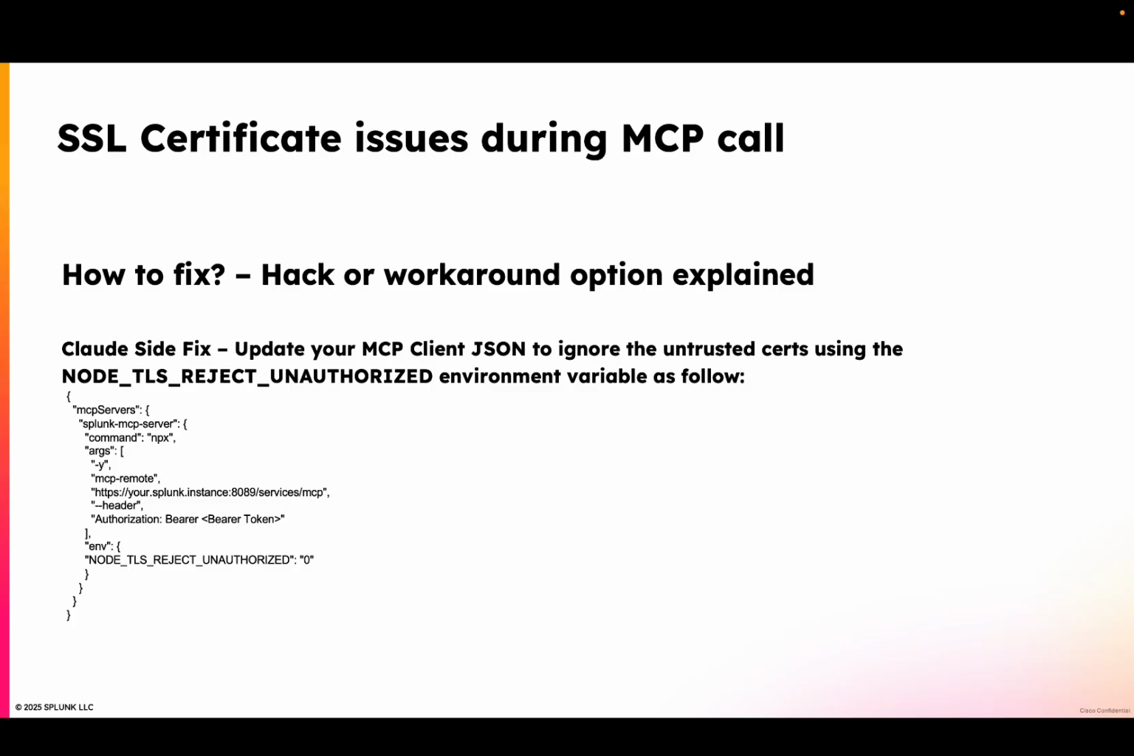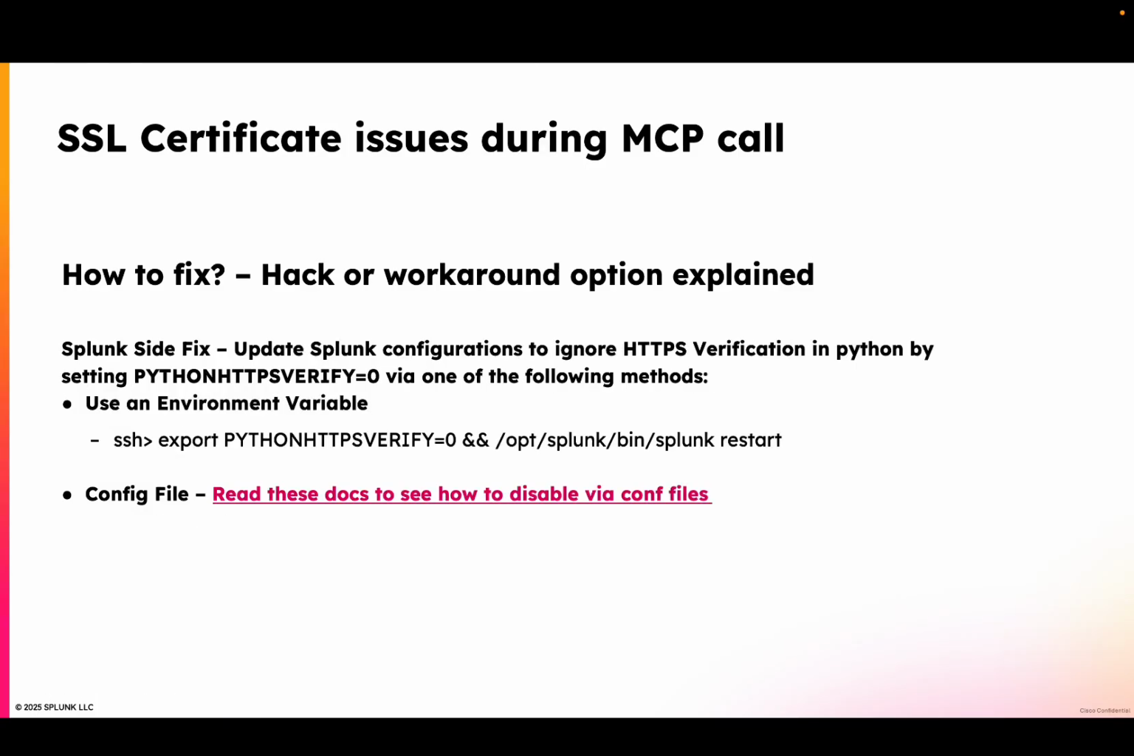Starting on the Claude side call, all we need to do is update our MCP JSON to include a little bit of additional information to tell NPX to ignore that untrusted cert. And that's really the environment variable that you see here at the bottom, NODE_TLS_REJECT_UNAUTHORIZED set to 0. This is a configuration change that you can make in your MCP JSON, and it will pass this along to NPX and ignore that on the first call, but you'll still have the problem on the second call.